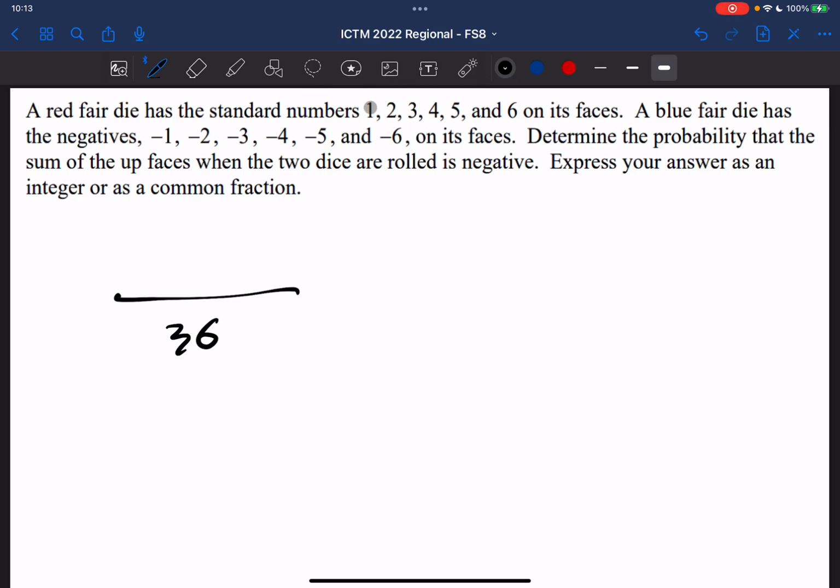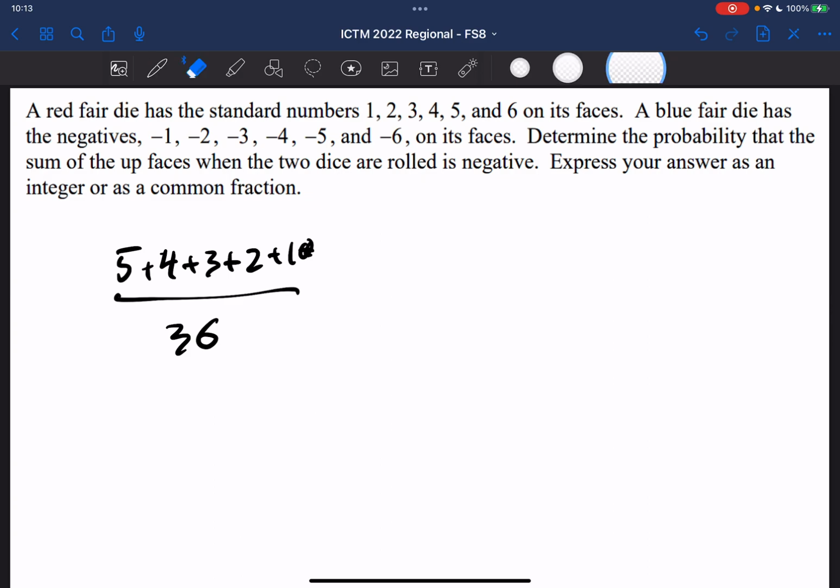Well, if I roll a 1 on the red, there's 5 different faces for blue that will make it negative. If I roll a 2 on the red, then there's only 4 outcomes. If I roll a 3, then there's 3 possibilities. So as you notice, the higher the red number goes, the fewer ways you can have a negative.